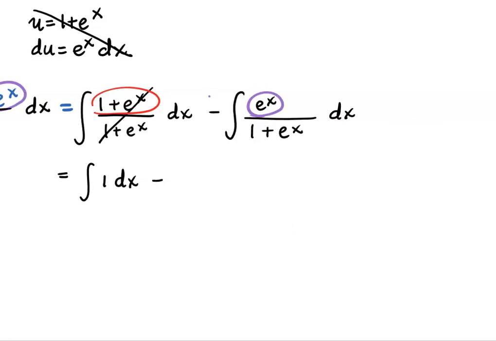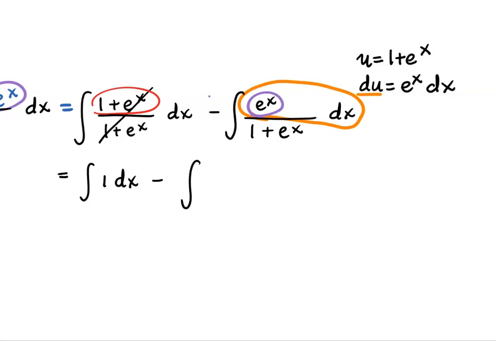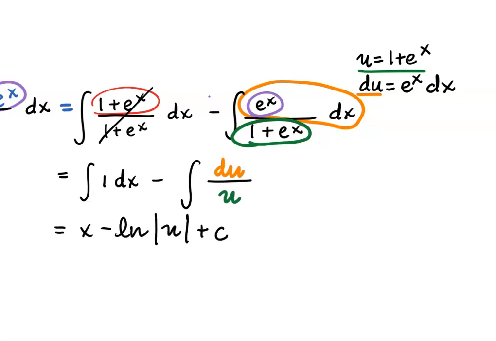But now in the second integral, I have a good choice for u. If I let u equal 1 plus e to the x, then du is e to the x dx. So my e to the x dx is showing up as my du, so I'll replace the numerator with du, and my denominator of 1 plus e to the x is simply my u value. So I have the integral of du over u. We know that 1 integrates to just x, and du over u integrates to the natural log of the absolute value of u, and then we'll add c. So we have x minus natural log of the absolute value of 1 plus e to the x, plus c.